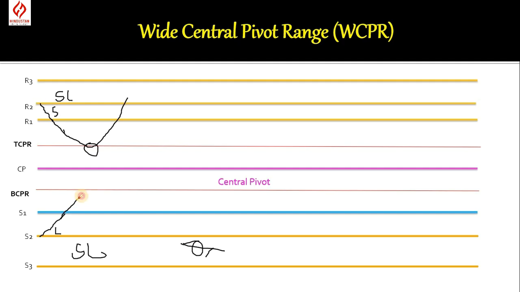Where should you book your profit? Obviously you should book your profit when price comes near the CPR. This is where, right? Most of the time it will take reverse. See, CPR means it can be bottom CPR, central pivot, or top CPR. So it can take reverse from here or here.